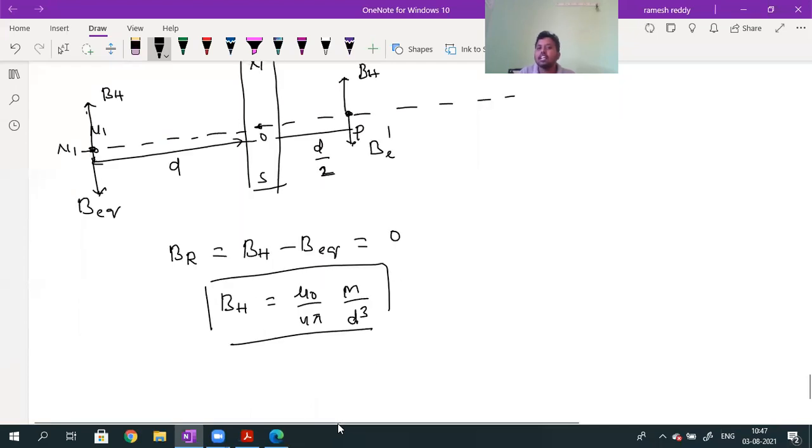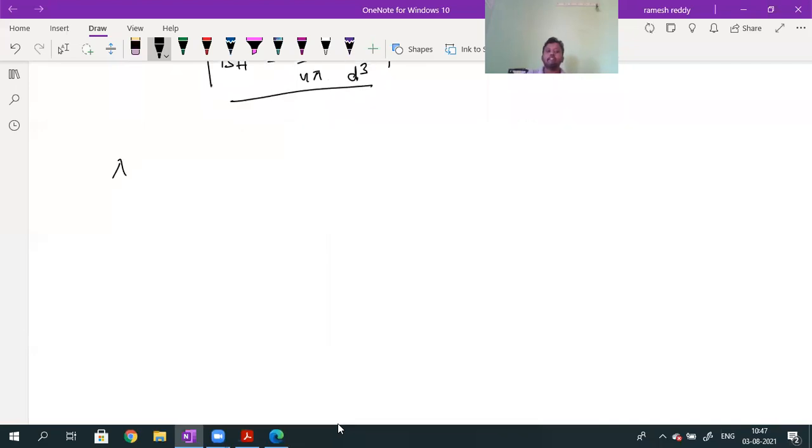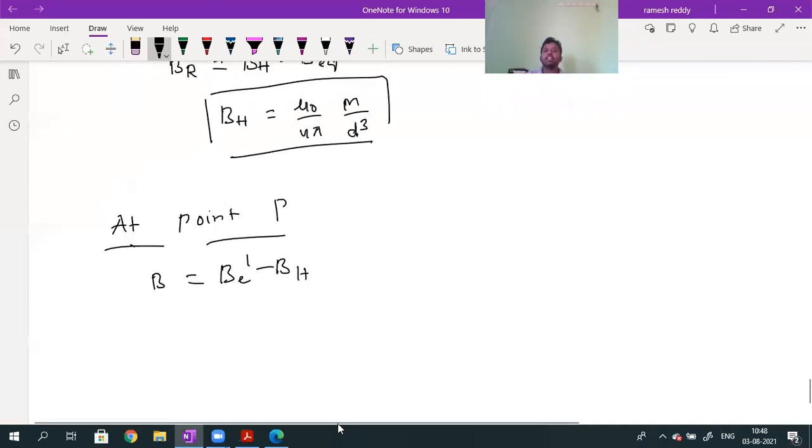So what is the resultant magnetic field at this point P? I want to calculate at the point P. What is the distance of point P from the center? D by 2. What is the resultant magnetic field value? I want to calculate the resultant magnetic field at point P. So the BE dash value is greater than the BH value. Why is the BE dash value greater than the BH value?